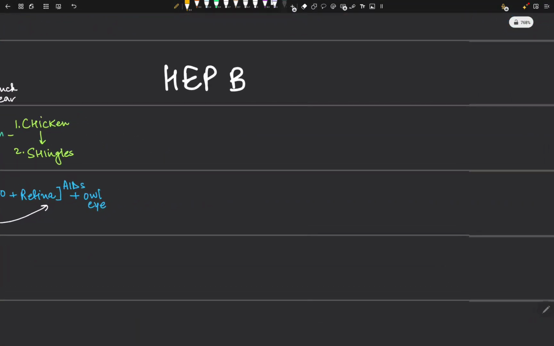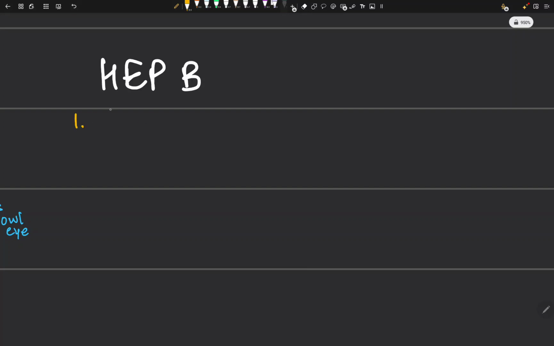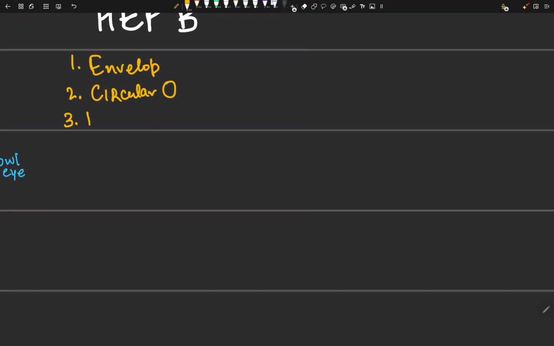First of all, it's enveloped. So enveloped, right? Second, it is circular, right? So circular DNA. Third, very cool. I love it. Partially double-stranded DNA. Now, this is a vignette that's present almost in all the questions that are suggesting hepatitis B, okay? So, partially double-stranded. I'm going to tell you why. Fourth is they use something called reverse transcriptase.